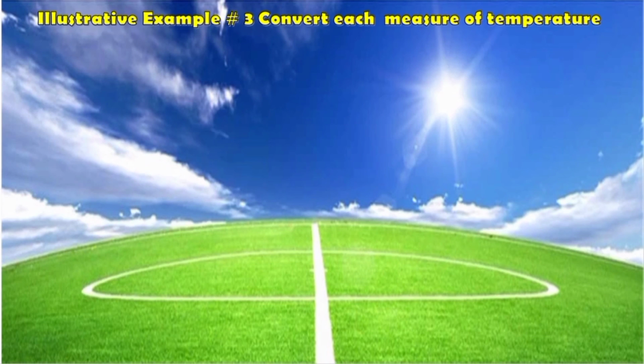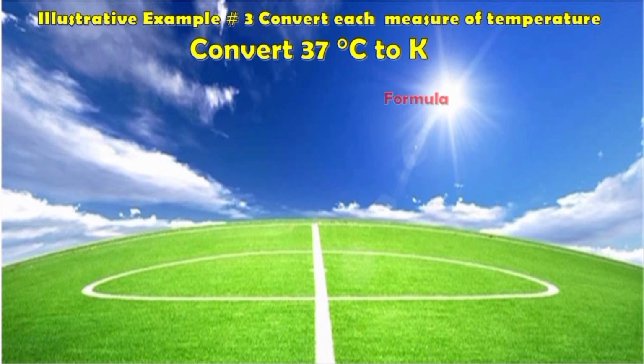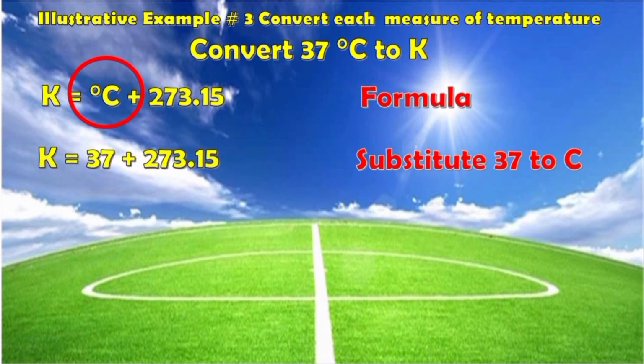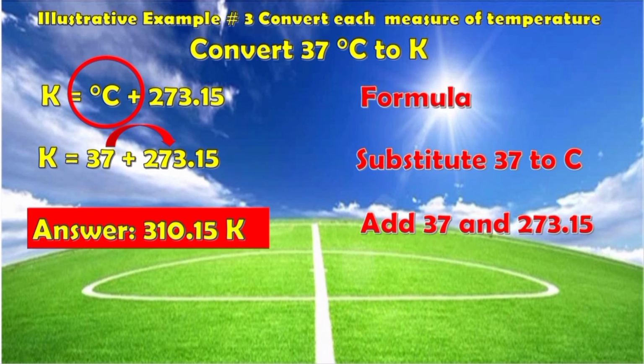Example number 3. Convert 37 degrees Celsius to Kelvin. Our formula is Kelvin is equal to degrees Celsius plus 273.15. Substitute 37 for degrees Celsius. We have 37 plus 273.15. Now, add 37 and 273.15. Our answer is 310.15 Kelvin.